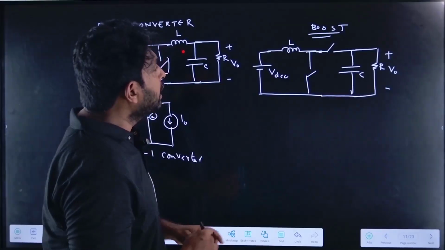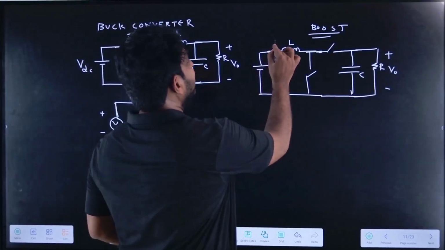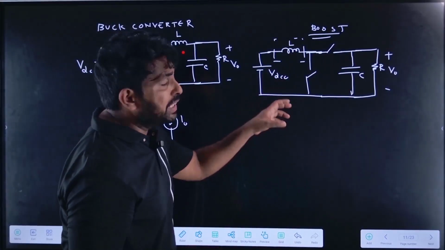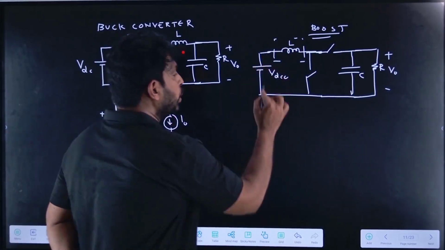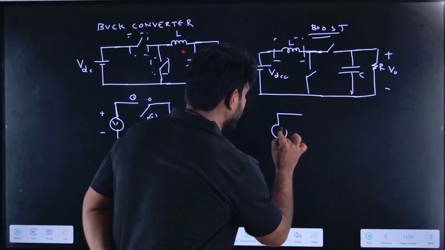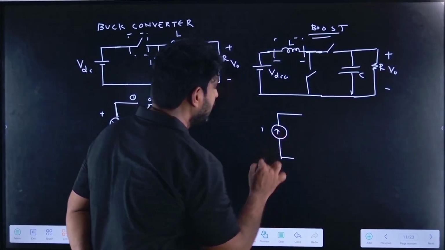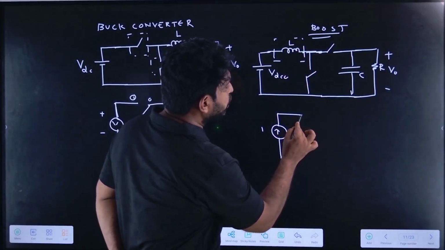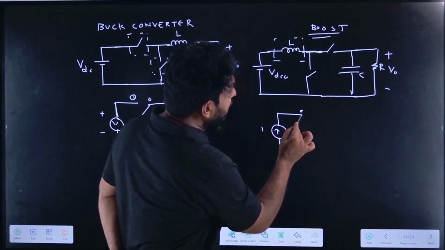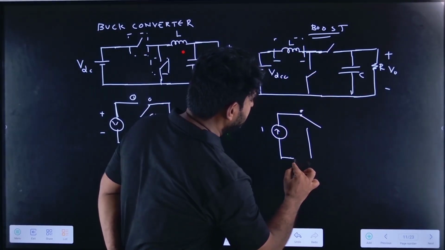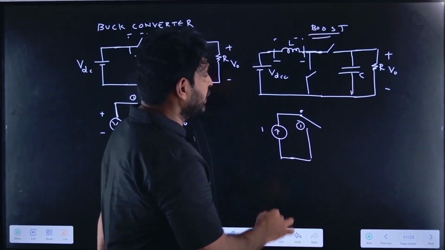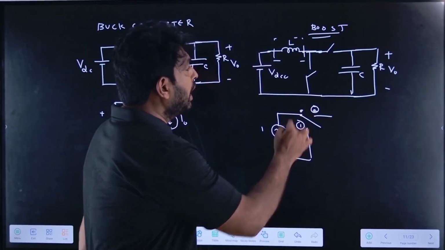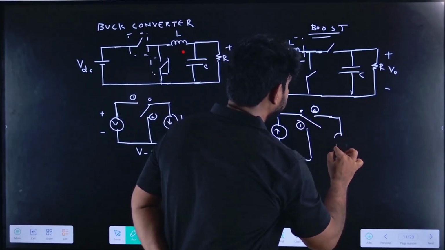For example, where the inductance is connected on the source side, I can replace this inductance as a current source. Taking the common point O, switch 1 can be represented like this. It is a 2-position switch. Here, switch 2 will be like this. And then here I can represent it with the voltage source.